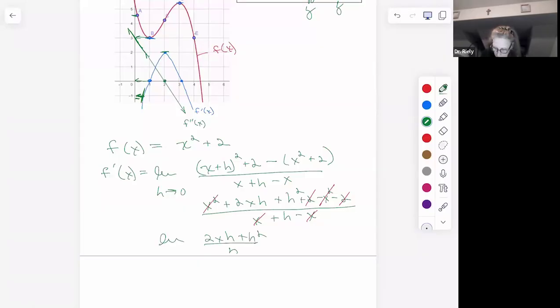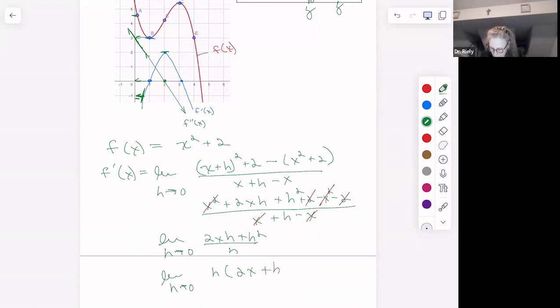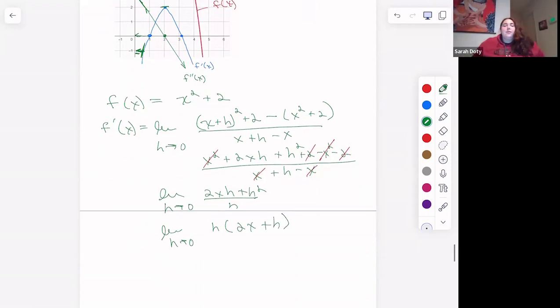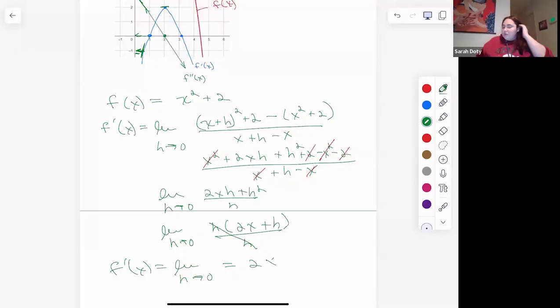And I'm still taking the limit as h goes to 0. And at this point, when there are things I can factor out, I'm going to do it one more time. Factor out that. And then once you cancel it, the limit as h goes to 0 is going to equal, and that's going to be f prime of x at this point, 2x. 2x. Yep. Done. Okay, good.